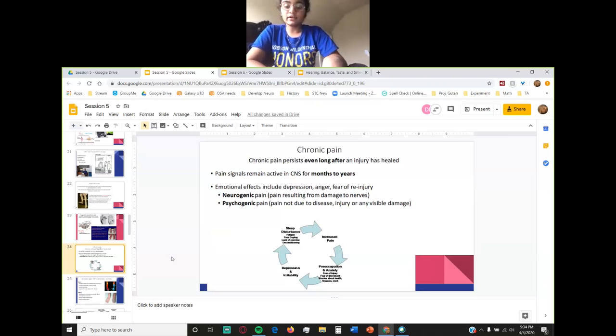Psychogenic pain is not pain that arises from the neurons themselves, but from other places in the pathway. And it's going to tell your brain that you are in pain even when you're not.